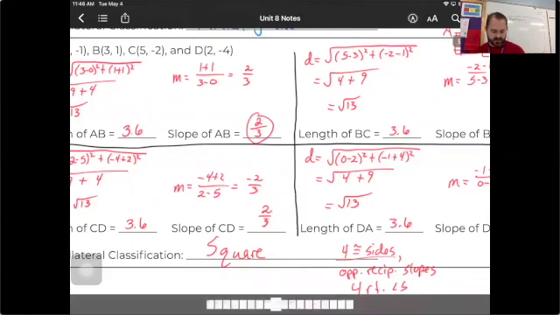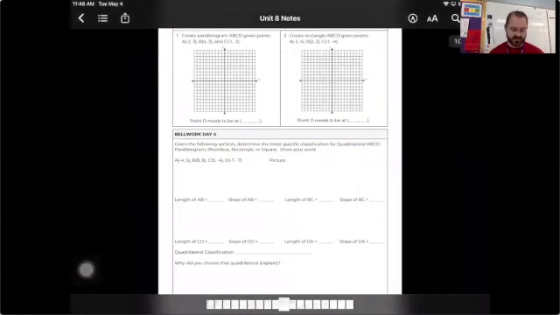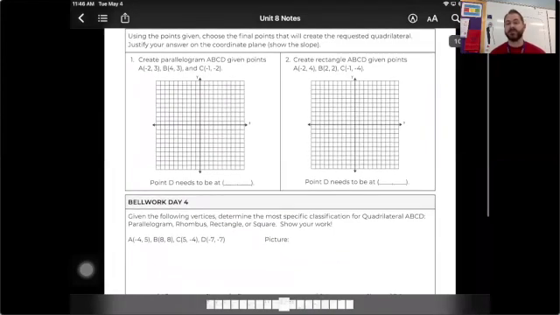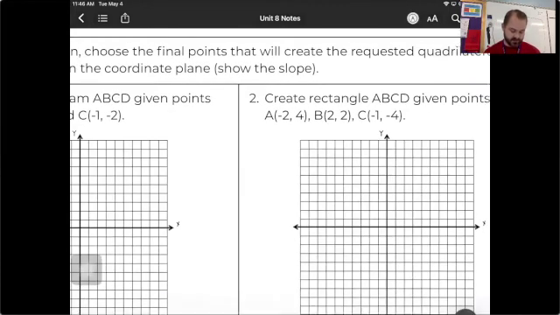All right, as we finish up, we've got one other kind of problem you're going to see, and these are actually a lot easier, a lot more simple. And these are the only ones where I actually give you graphs. So what we're going to do is use the points given, choose the final point to create a requested quadrilateral. They're going to request either a parallelogram, rectangle, rhombus, or square. And you're going to justify this by showing slope on the graph. And all you need to do to show slope on a graph is to draw out rise over run.